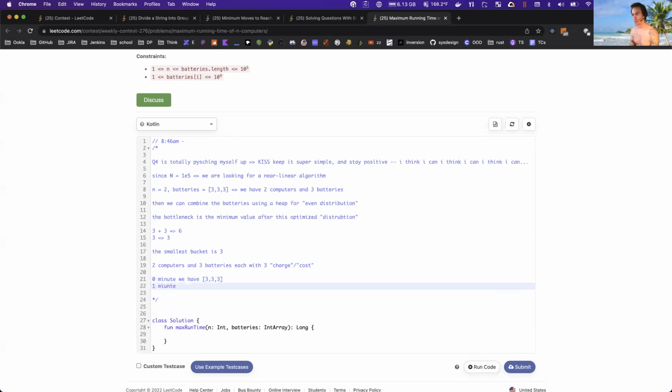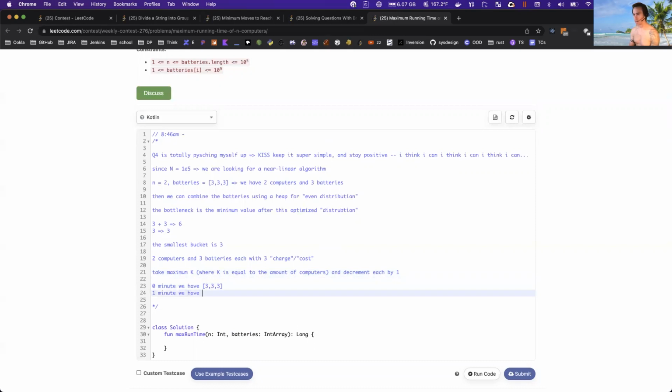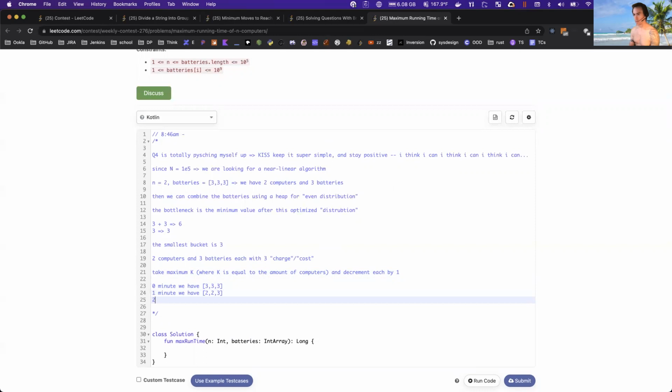After minute one, basically what we'll do is take the maximum k, where k is equal to the number of computers, and decrement each by one. We do this, and we get 2, 2, and then 3. Second minute, we have 2, 1, and 2. Let's say the max, hold on. So the max is on the right. How about we pop off the top of the heap?